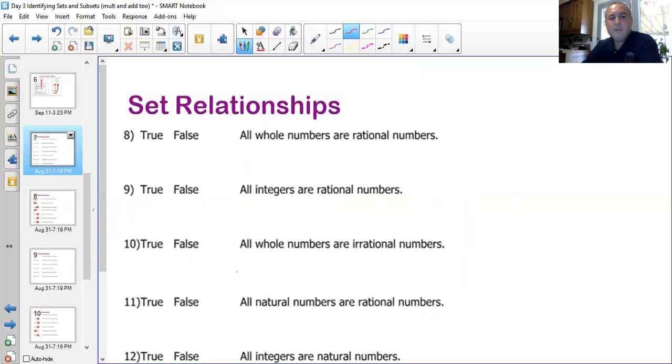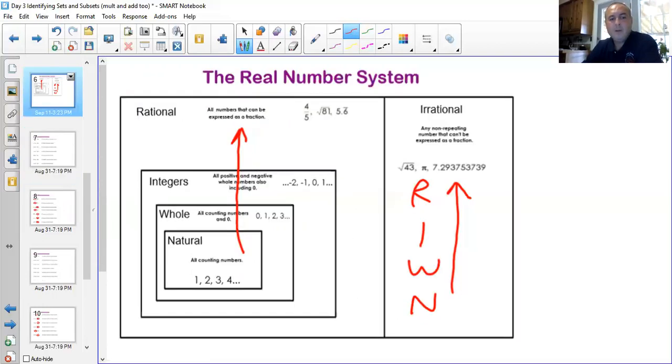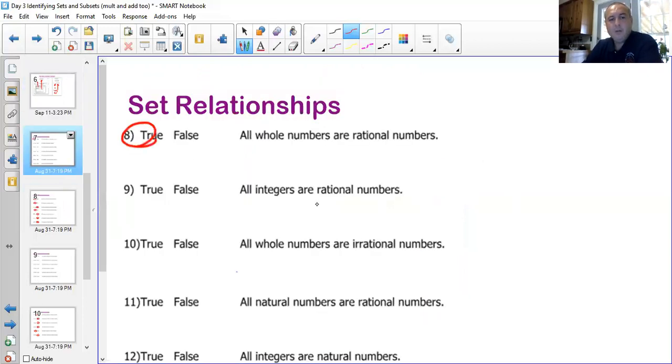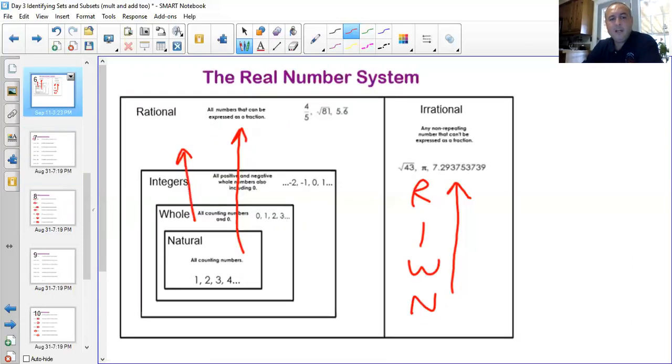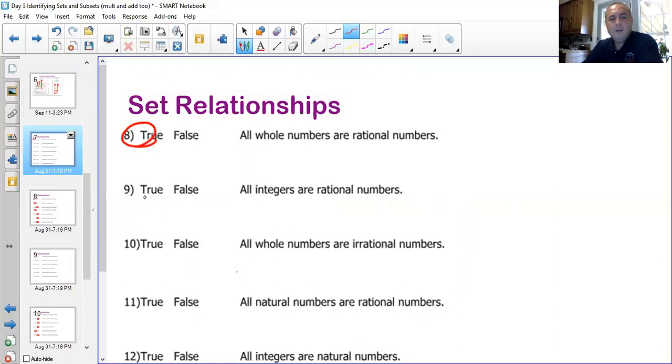All whole numbers are rational. Whole numbers going to rational, arrows going up. True. All integers are rational numbers. Starting at integers going up. True.